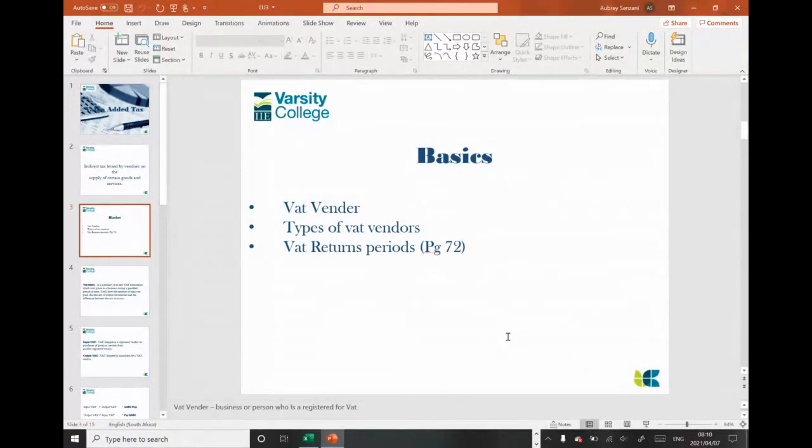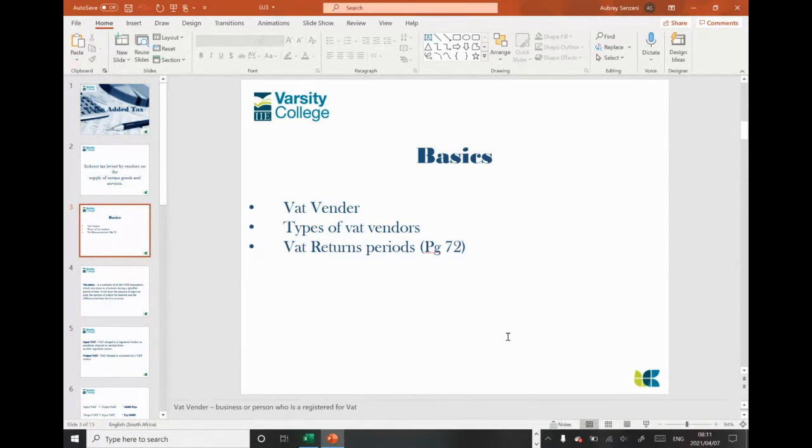Then what we also know is that we have different types of VAT vendors, and we've touched a bit on that. Voluntary and non-voluntary. Non-voluntary, or should I say compulsory, are those who have to register for VAT because they're selling more than a million. Voluntary are those who have registered for VAT because they actually want to be VAT vendors.